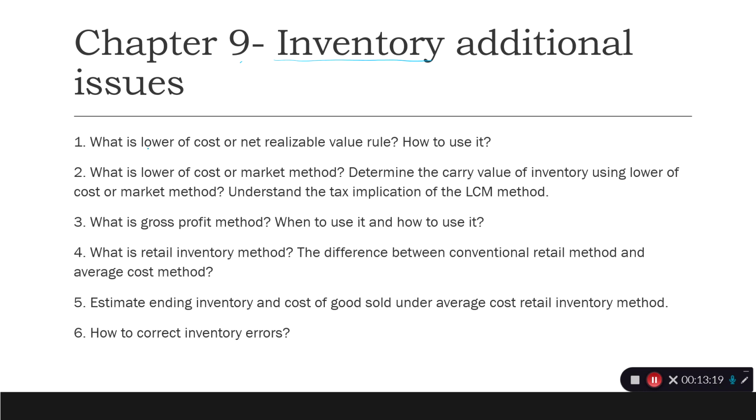First of all, I want you to understand what is the lower cost of net realizable value and how to use it, when to use it. And what is the lower cost of market method, and determining the carrying value of inventory using the lower cost of market method, and understanding the tax implication of the LCM method, right? And also, what is the gross profit method and when to use it and how to use it? And what is the retail inventory method and the difference between the conventional retail method and the average cost method, right?